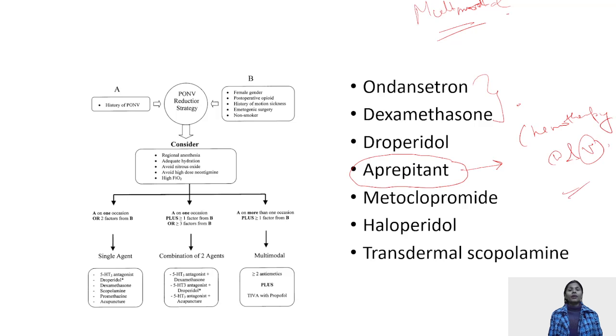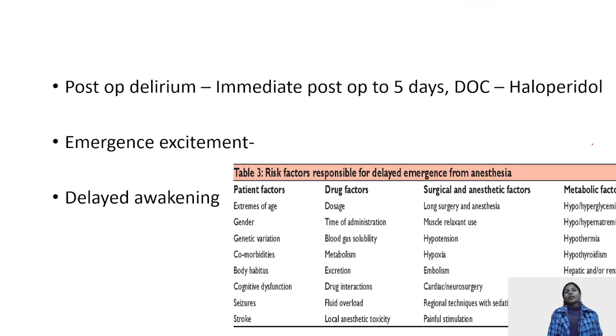That is your aprepitant. Then you can have post-operative cognitive dysfunctions or delirium, which could be like immediately post-operatively, or it can extend up to 5 days also. Then you can have short-term memory loss also post-operatively. The drug of choice for such cases of psychosis is haloperidol. You can have emergence excitement, and lastly that I told you, we can have a delay in the awakening, and there are multiple reasons why there has been delay in awakening.